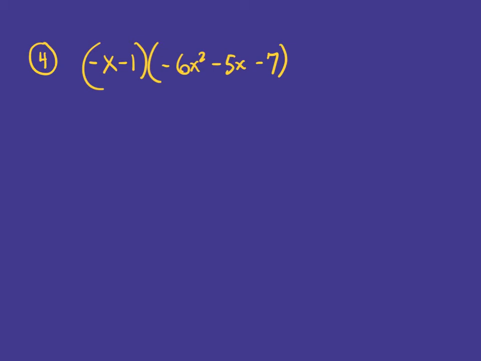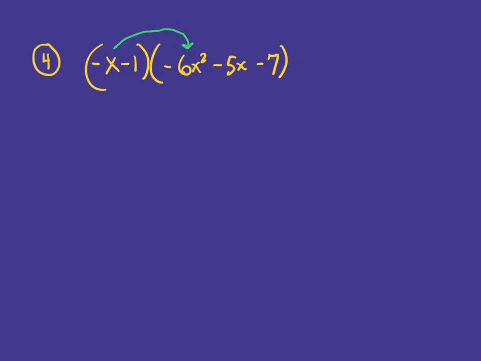Number 4, we've got 2 things in the first parentheses, 3 things in the second parentheses. So if we're going to multiply these, then the 2 things in the first parentheses we're actually going to distribute to everything in the second parentheses. So what that looks like is we're going to take the negative x times the first thing there, times the second thing, and then times the third thing. And then after we've done that, we're going to do the whole thing again, but with the negative 1 times all 3 of those things. So both things in the first parentheses are being distributed.